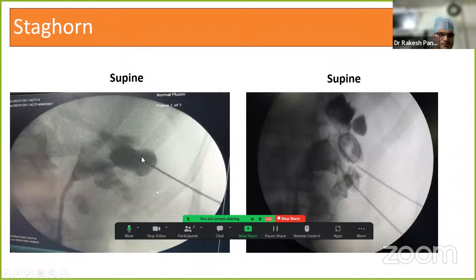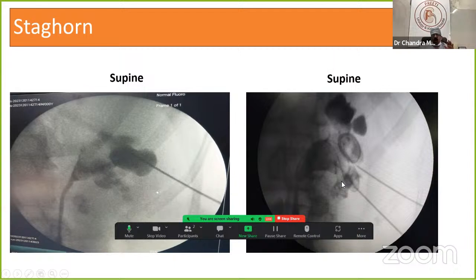Just to show the differences, we can come from the superior calyx like this and clear all the stones. And in this case done recently, we can come from the inferior calyx and clear all the stones, provided a lateral component should be there. Yes. So ultimately, the lower calyx should be high and lateral. High and lateral, yes sir.